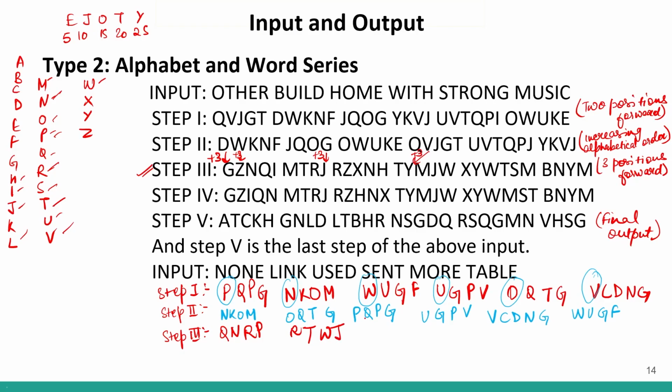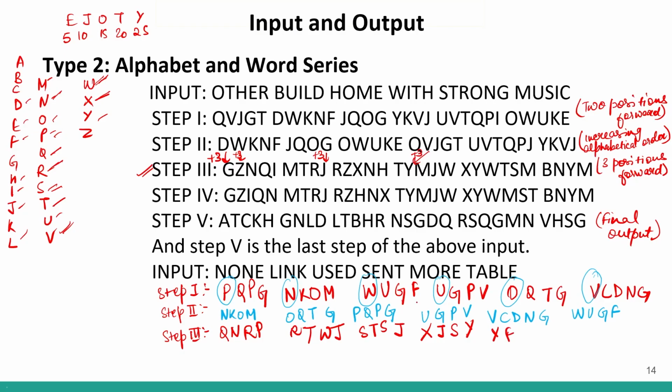Okay? Then we have PQPG. So PQPG. P will change into 1, 2, 3 S. Q will change into T. G will change into J. Then U. U will change into 1, 2, 3 X. G will change into J. P will change into S. V will change into 1, 2, 3 Y. Okay? This will change into Y. C will change into 1, 2, 3 F. Correct?